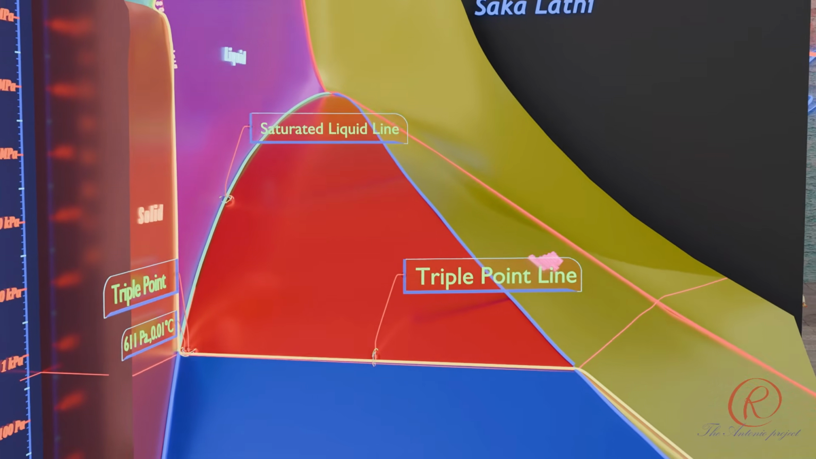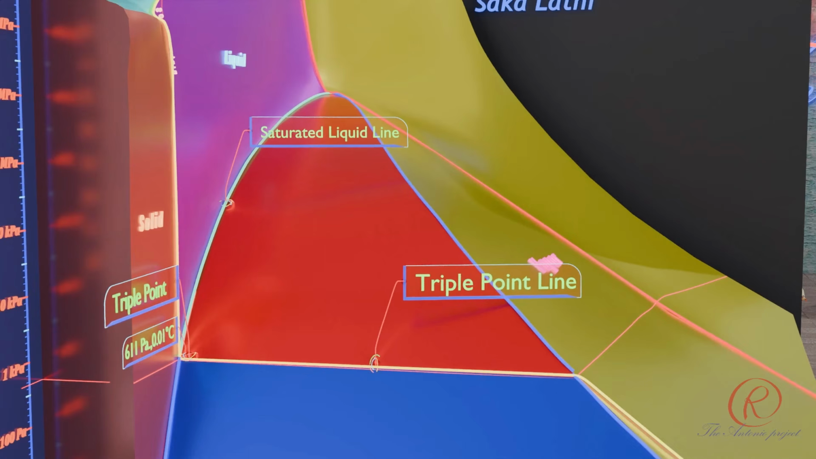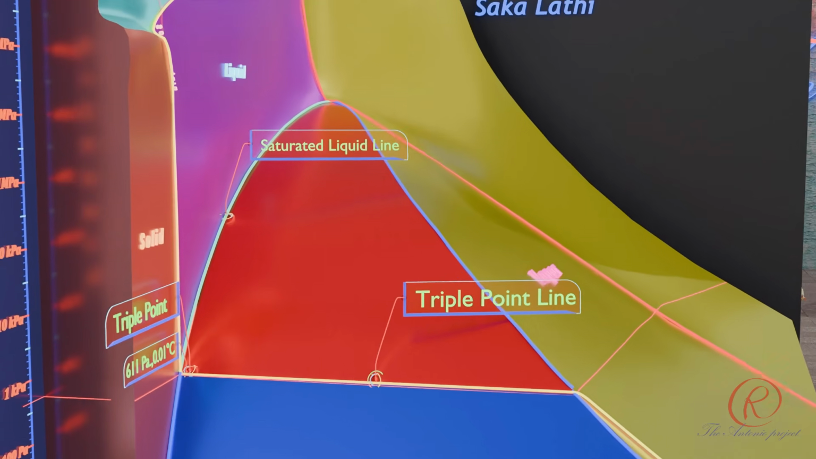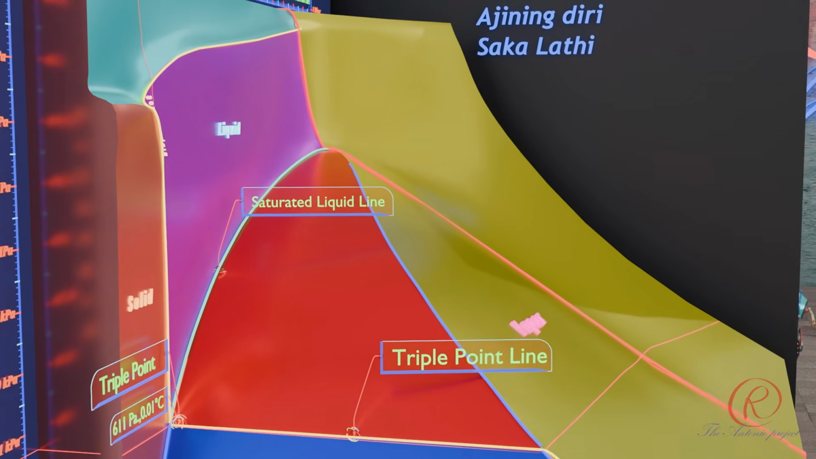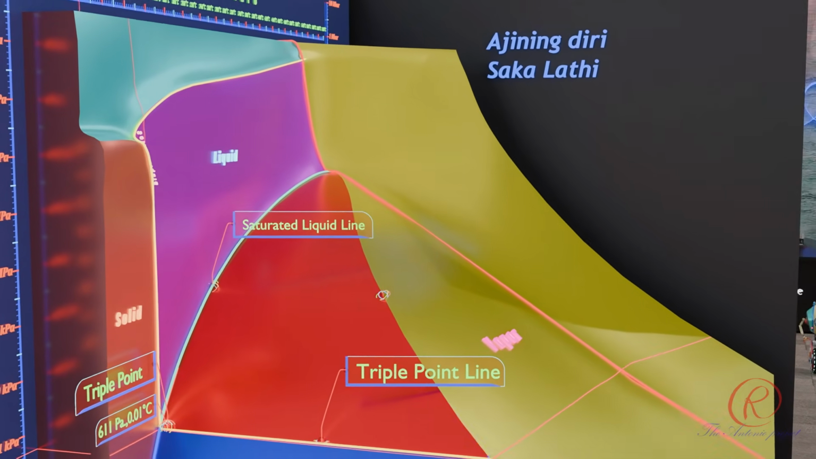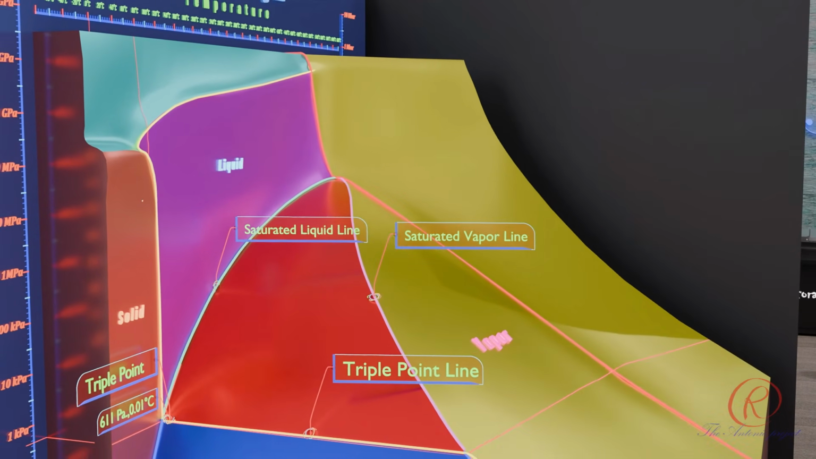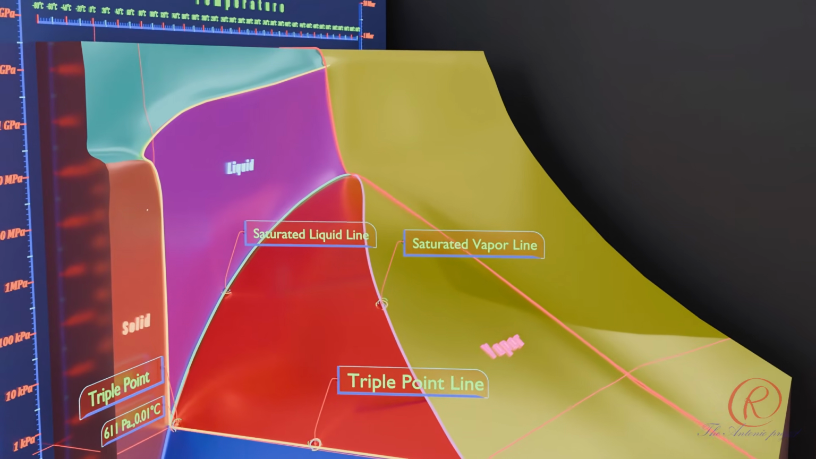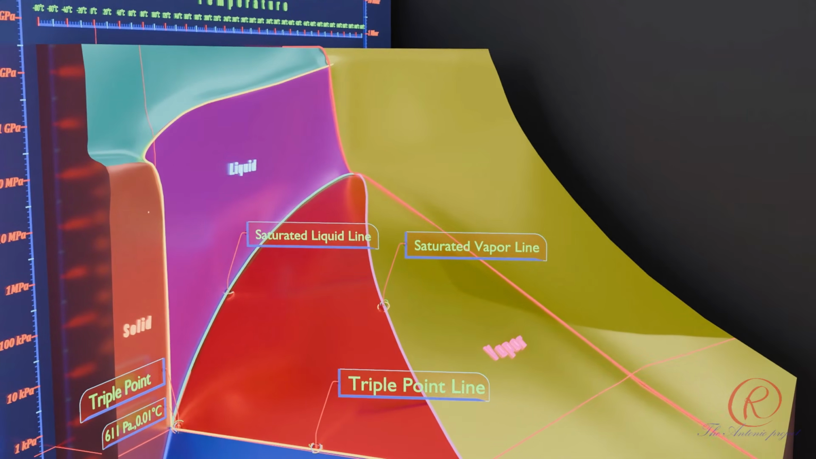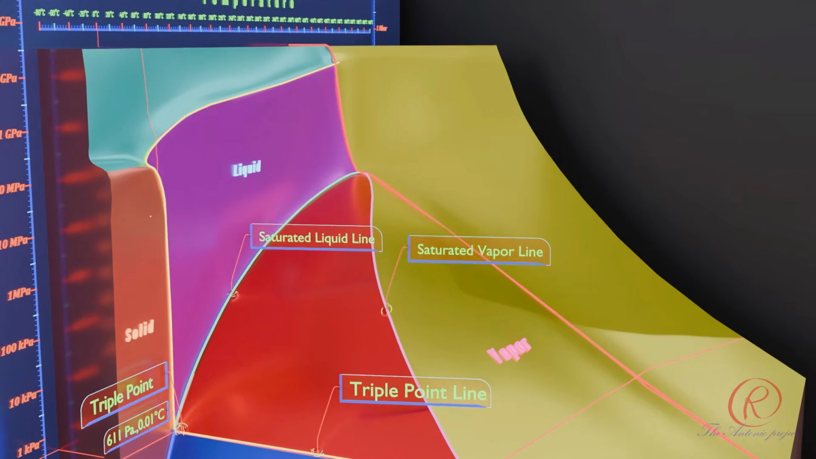Saturated liquid line, or Vf, the left boundary of the vapor dome, representing states where the substance is entirely liquid but at the point of vaporization. Saturated vapor line, the right boundary of the vapor dome, representing states where the substance is entirely vapor but at the point of condensation.